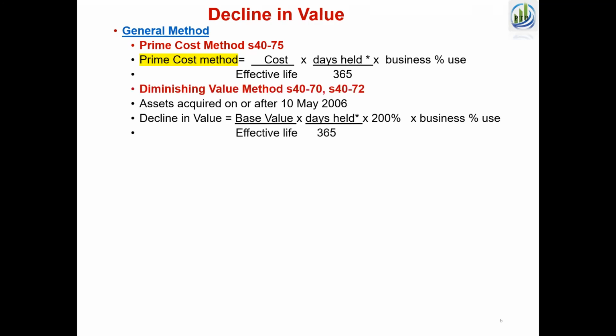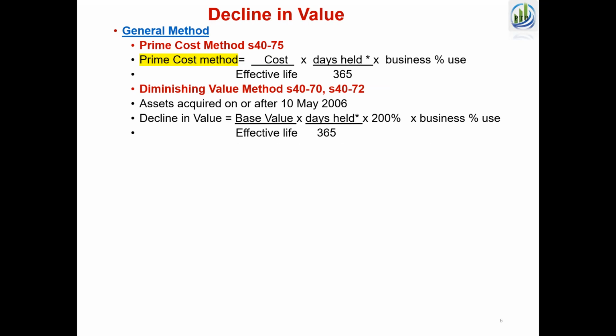Same thing for the diminishing value method. You can see it's the same formula, the only difference is that instead of cost, I am using the terminology base value. And we are going to put the additional 200 percentage. Why? The diminishing value method is going to give you a higher deduction in the first year, then it will gradually decrease your deductions, right? Prime cost method, equal amount every year.